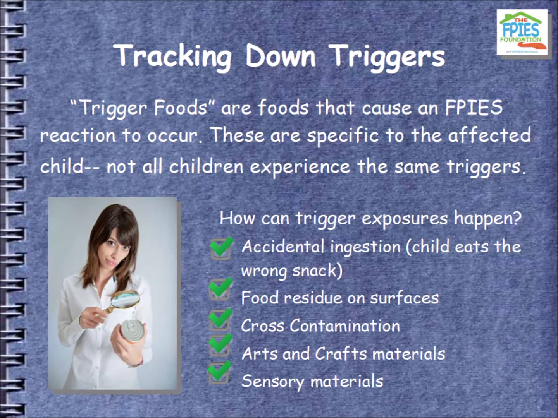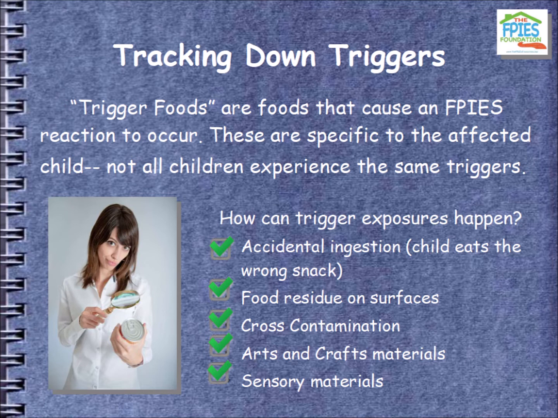So let's talk about tracking down triggers. Trigger foods are foods that cause an FPIES reaction to occur. These are specific to the affected child. It's really important to remember that not all children are going to experience the same triggers. In addition, some kids might have one trigger, whereas other children may react to multiple foods.